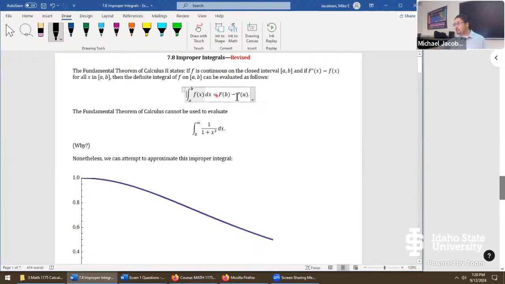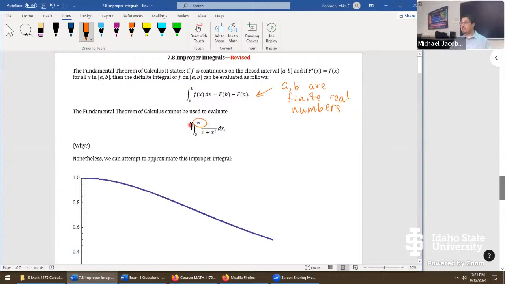So the idea is we want to use the fundamental theorem of calculus, but there is a requirement. If we're using the fundamental theorem of calculus, you must have a, b finite real numbers. So in other words, that is already a big problem. You cannot use the fundamental theorem of calculus because the interval has infinite length now. Infinity is not a real number, it's just a concept to say there is no upper limit of integration whatsoever.